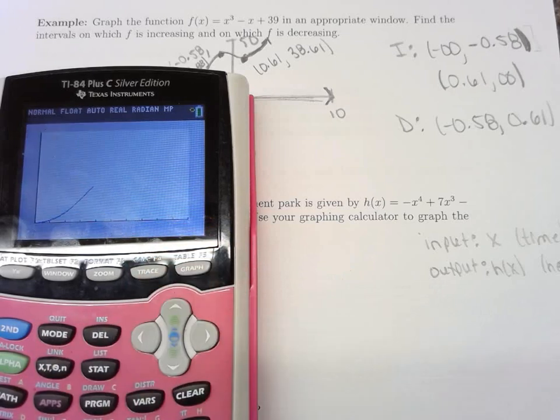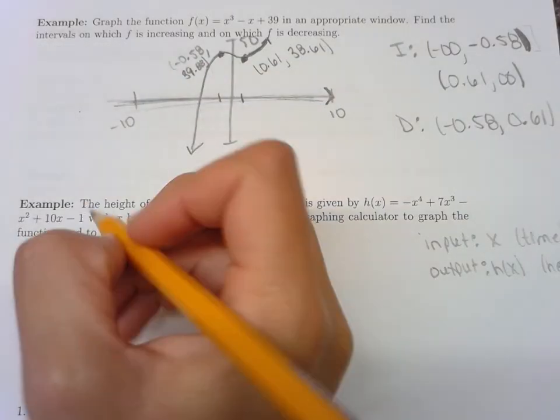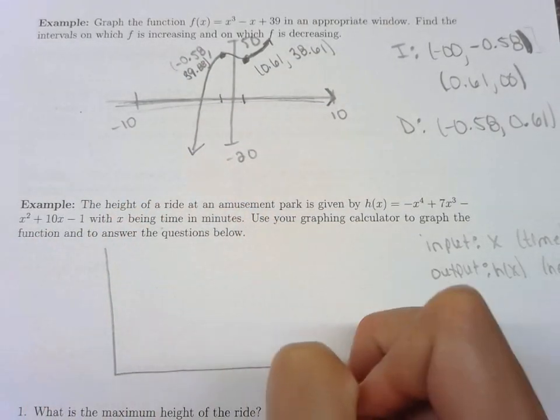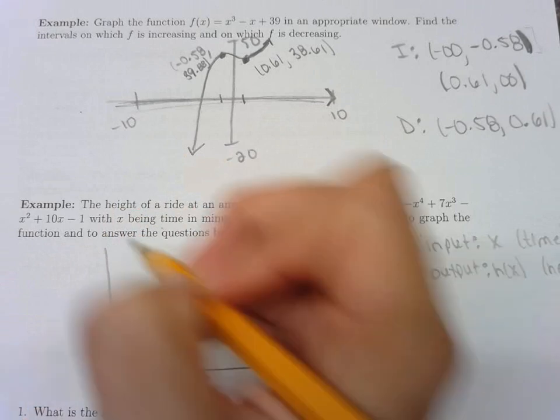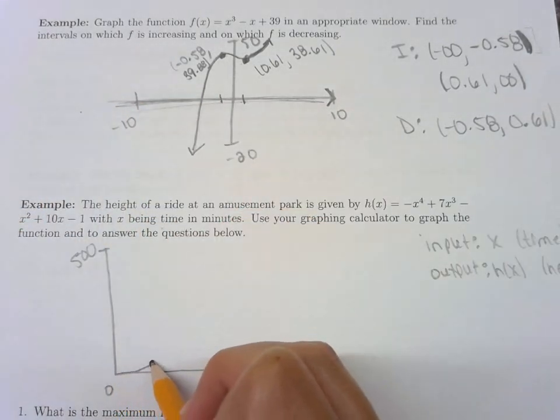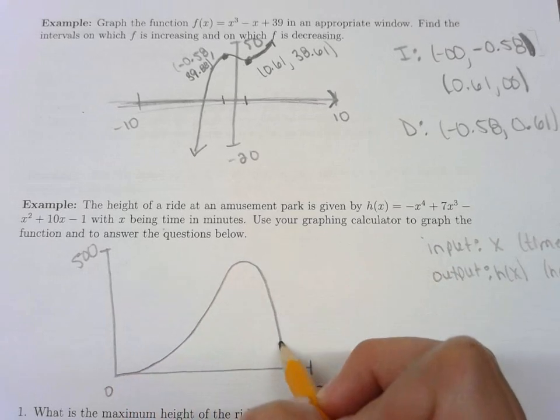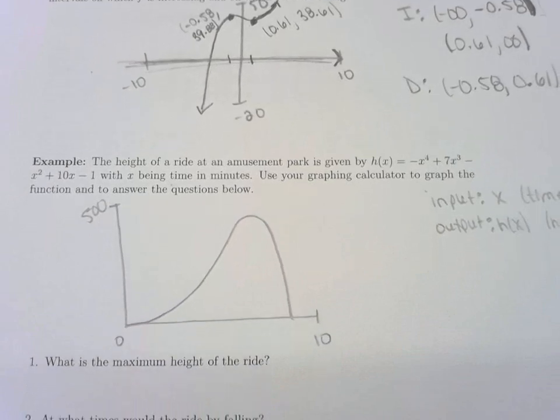Okay, so it looks like the ride, you increase, you increase, you increase, and then you fall fast. So there's the amusement park ride. Let's go ahead and draw this picture. We did 0 to 10 and 0 to 500, and it looked like this. So slow increase at first, then a faster increase, and then a fast fall.